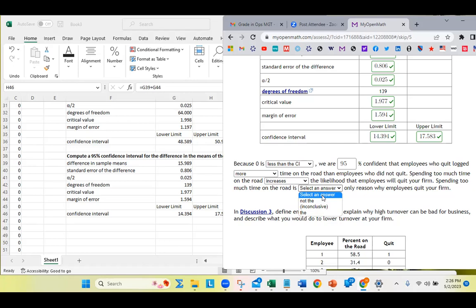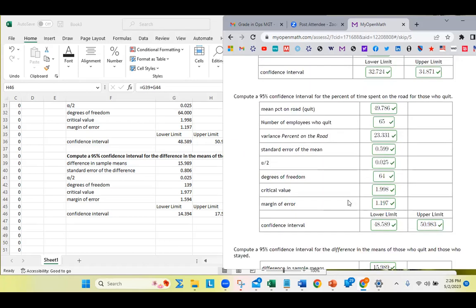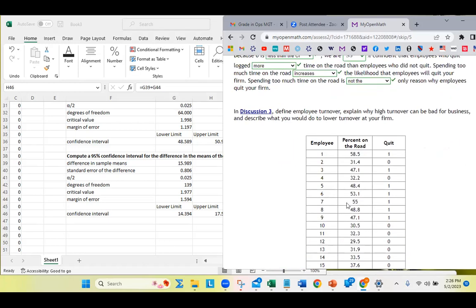So just like that, right here, spending too much time on the road is not the only reason, right? There can be other reasons why they're leaving the firm. But what we've concluded in this problem is that we're 95% confident that employees who quit spend more time on the road, right? So let's just make sure we hit enter and get everything correct. Right. All right, cool. Awesome. Perfect.